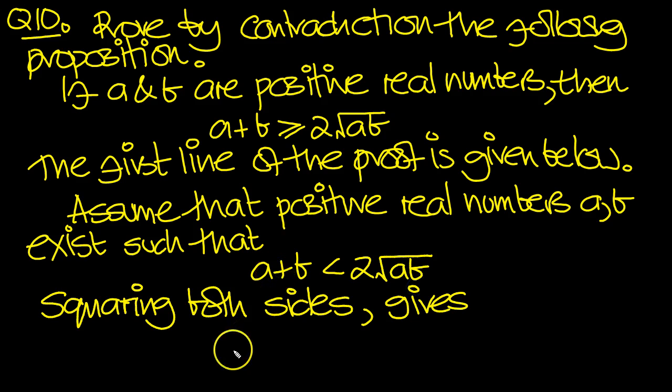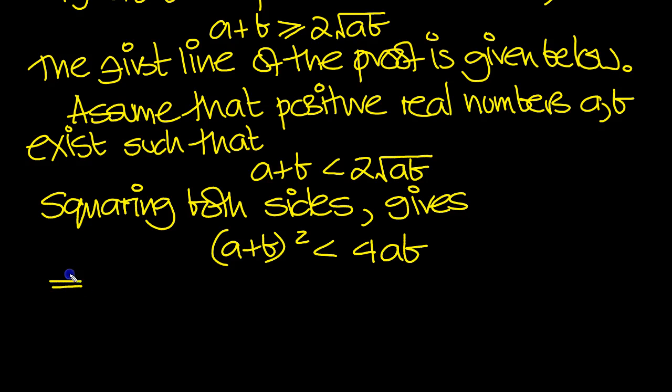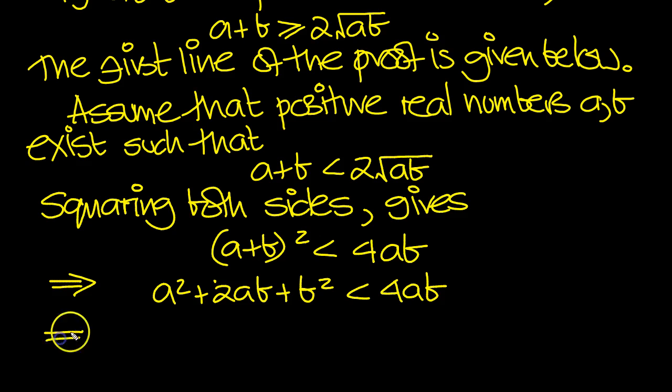So this now tells us that a plus b squared, this object squared, will be less than this squared, which will be 4, and the square of this will be ab, won't it, to undo the square root. So now that tells us that a squared plus 2ab plus b squared is less than 4ab, and this now implies that a squared, move this to minus 4ab, 2ab take 4ab is minus 2ab, isn't it, plus b squared is less than 0.